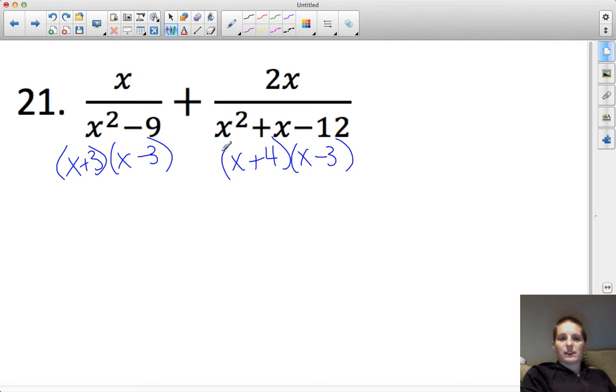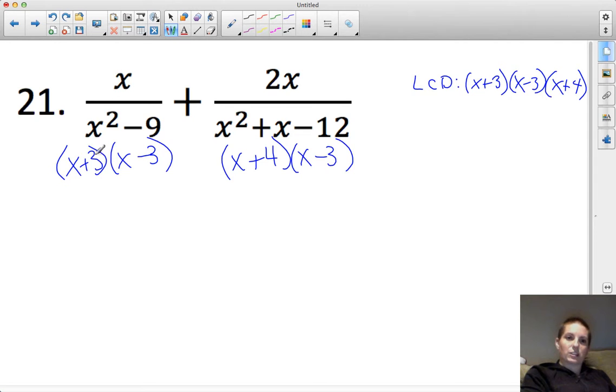Once we have this, then we know that our common denominator is a multiplication of all of the factors. So we need to have x plus 3 times x minus 3 times x plus 4. That's our common denominator.